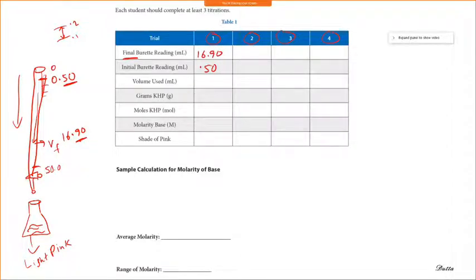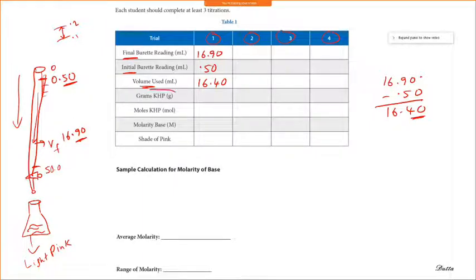VF is the final, and this is VI, initial. What is the volume used? If I subtract these two, 16.90 minus 0.50 is going to be 16.40. So this goes 16.40. But I'm going to provide the data and you will see it has been posted. So if I have this one, then 2 decimal places. So this is correct, 2 decimal places is correct.